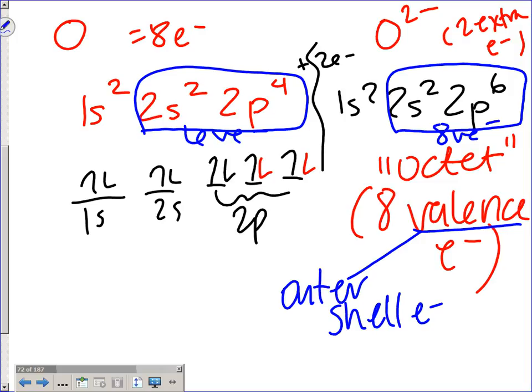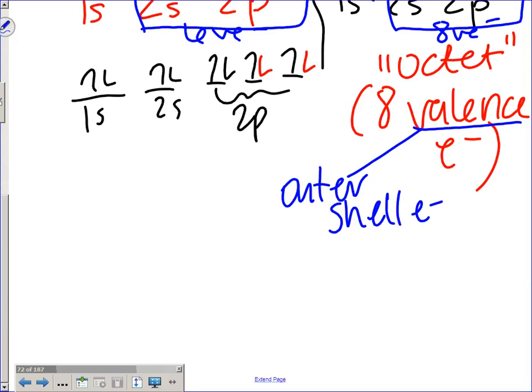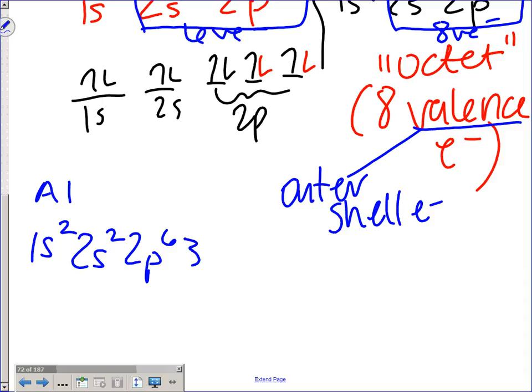Aluminum is my next example. Let's go ahead and find aluminum. Write out the electron configuration first, and then we'll talk about changes. So aluminum, go for it: 1s2, 2s2, 2p6, 3s2, 3p1. You guys with me? We went to 3p1. We're right here.